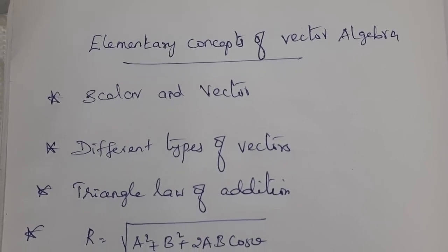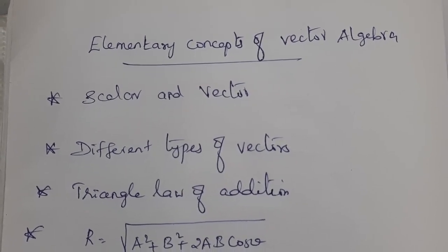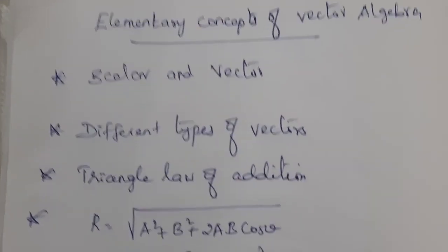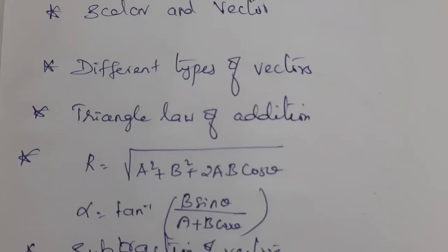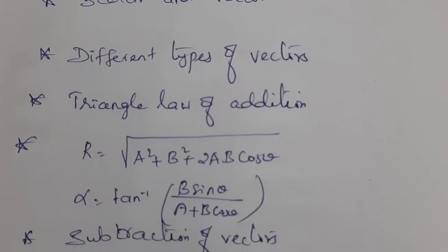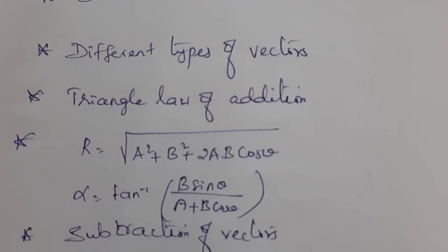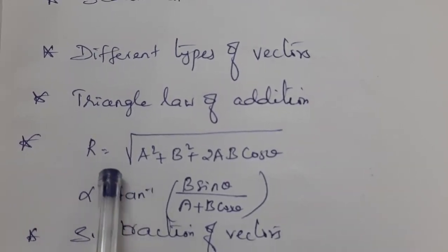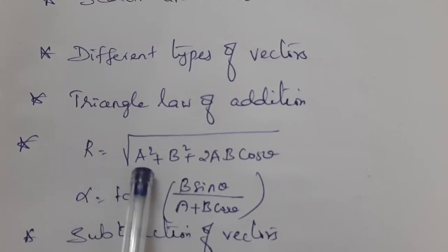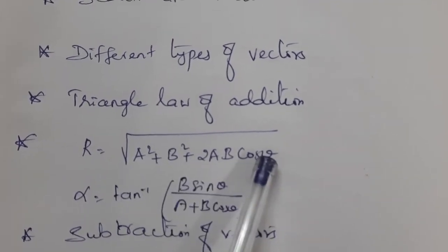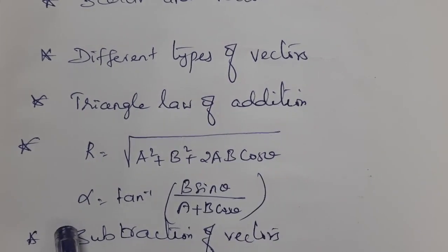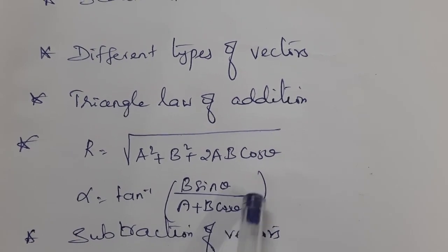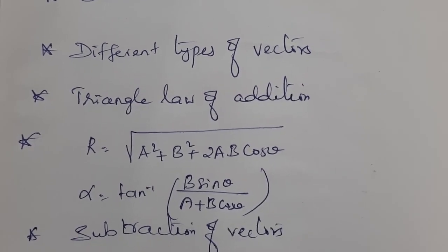So we learnt the triangle law of addition. What is the triangle law of addition? Represent the vectors A vector and B vector by the two adjacent sides of a triangle taken in the same order. Then the resultant is given by the third side of the triangle. The magnitude of the resultant vector R is equal to root of A square plus B square plus 2AB cos theta. Alpha is equal to tan inverse of B sin theta by A plus B cos theta. This is the direction of the resultant vector.